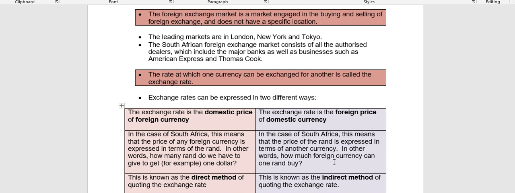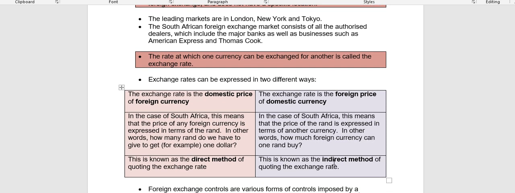Then the next definition that you can see there is the definition of an exchange rate. Obviously, this is also very important. An exchange rate is the rate at which one country's currency can be exchanged for another. So basically the price of one currency in terms of another. That is what we mean when we talk about the exchange rate.